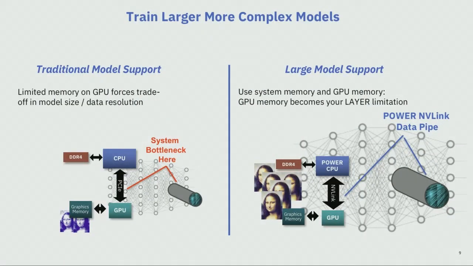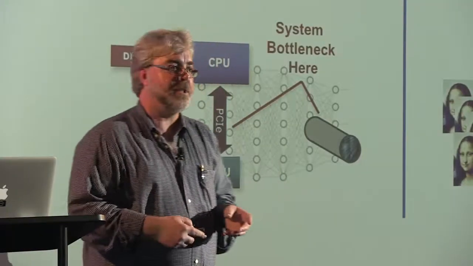traditionally, limited GPU memory forces you to make trade-offs, typically in either the complexity of the model, the size of the data, the size of the batch that you're working with, or even the size of the individual data elements. And there's a couple of reasons for that. Number one, it's very expensive to go across this resource here. If you think about a traditional system design where you have GPUs connected through a PCIe bridge, you have a limitation there. You can move data across that bridge at about 16 gigabytes per second.